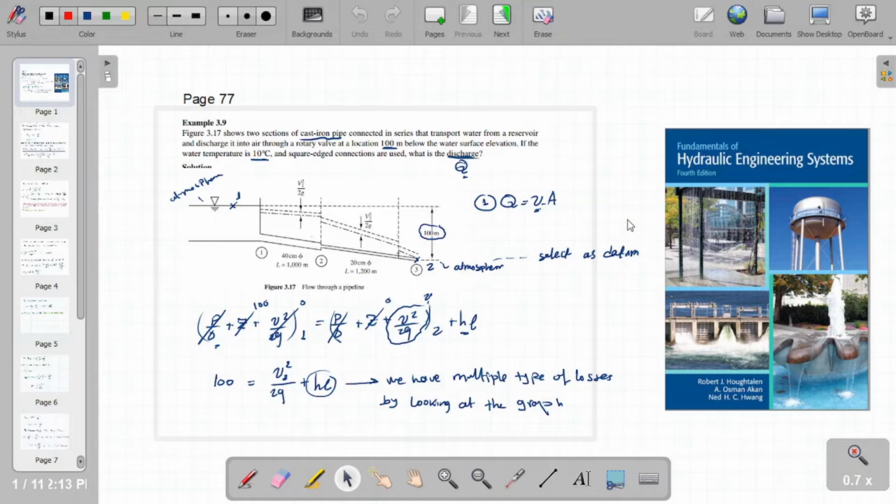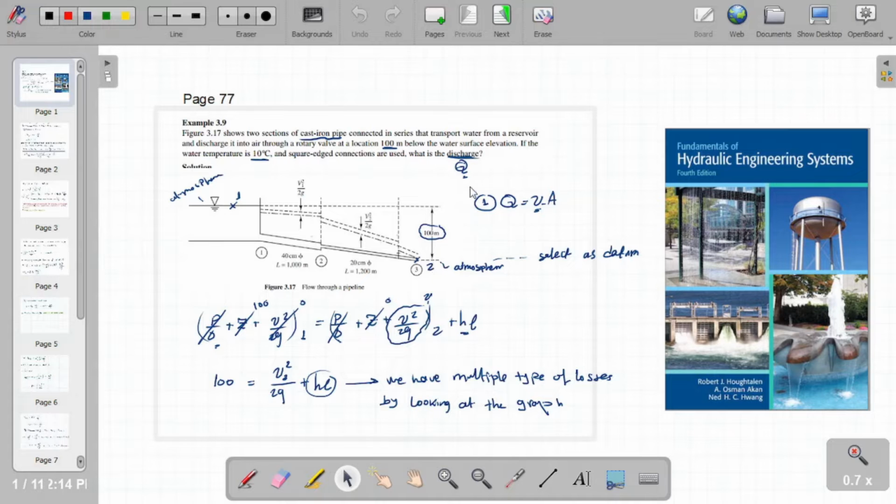So here we go. Figure 3.17, which is this figure, shows two sections of cast iron pipe, this is the first section and this is the second section, basically connected in series, that transport water from a reservoir and discharge it into air, through a rotary valve at a location 100 meters below the water surface elevation. If the water temperature is 10 degrees Celsius and square-edged connections are used, what is the discharge? So basically he wants the discharge at this point.